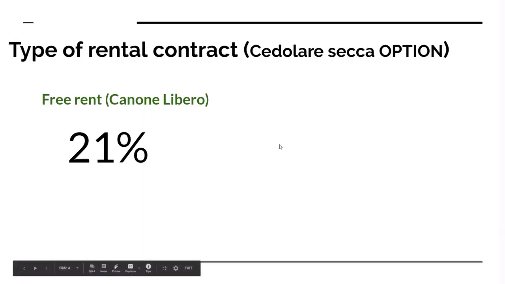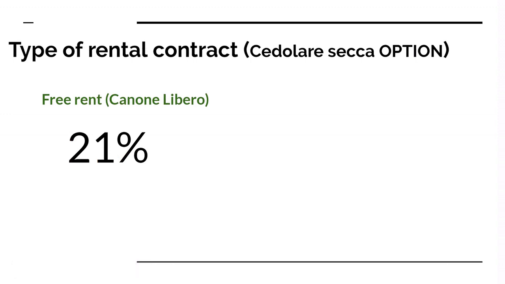And here instead is where we opt for cedolare secca. So if we decide to apply the cedolare secca option, everything becomes extremely easy to manage. It's very, very simple. Indeed, for the free rent canone libero, it's just a flat tax of 21%, regardless of your income, regardless of your progressive tax. It's just a separate taxation of 21% and nothing else to pay.